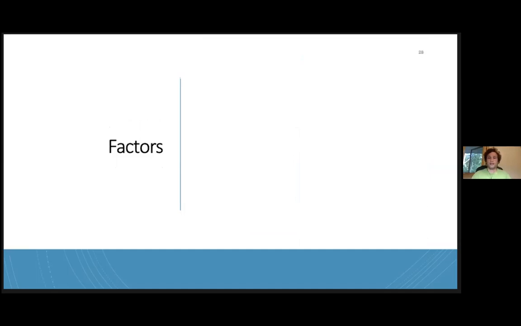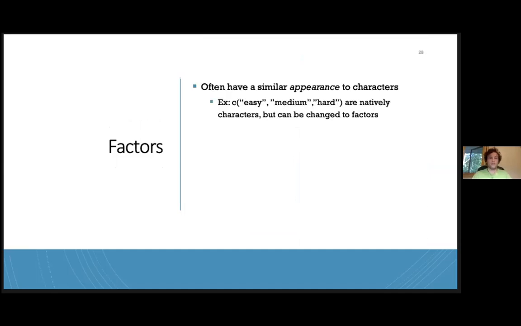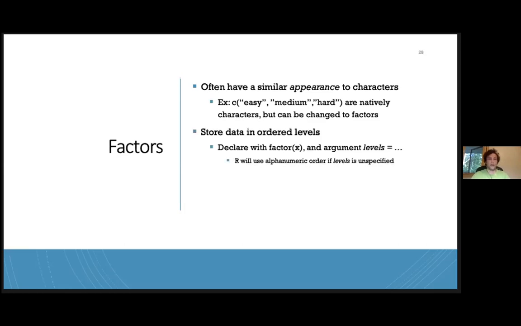A related topic that doesn't exactly fall into this data structure hierarchy are what are called factors. And they're really closely related. They look just like characters most of the time. So a good example of factors that look like characters would be the results easy, medium, hard. Those are natively characters, but you can change them to factors. I think for a lot of people it would make sense to do that if you were to, for example, have easy, medium, hard as answers on a Likert scale. They are ordered or ordinal, and you can declare factors using the factor function, and you can set levels.